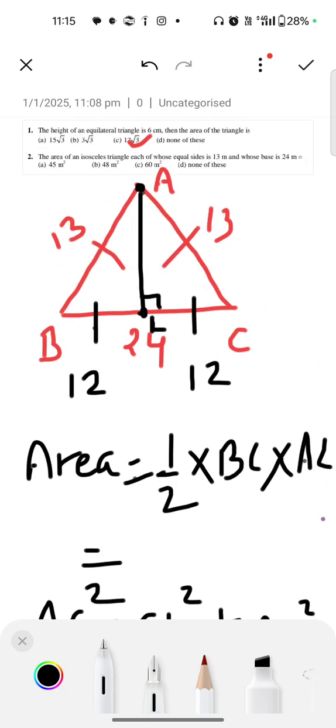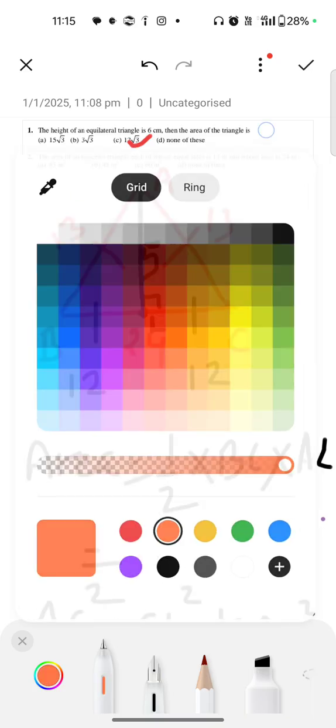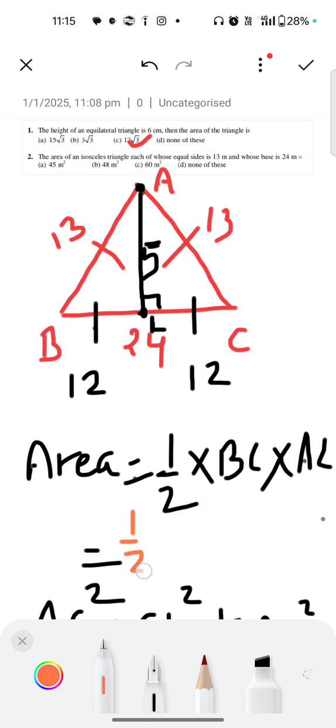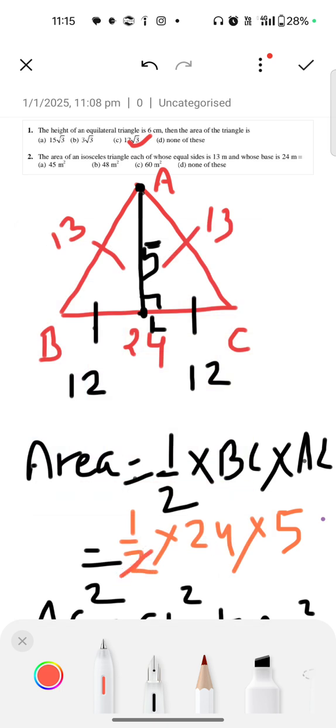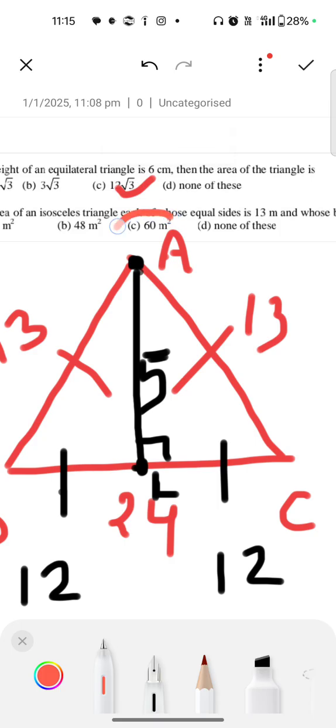Now that we know the value of AL is 5, we can apply the formula: half into base into height. So here we have half into base BC, BC is 24, and height is 5. Now when you cancel it, 2 ones are 2, 2 12s are 12, and 12 5s are 60. So 60 square meter is the answer here.